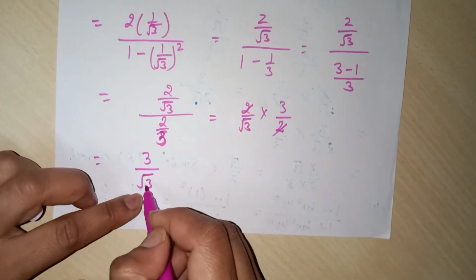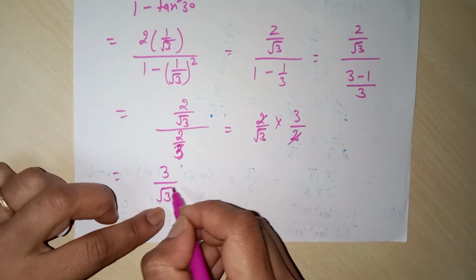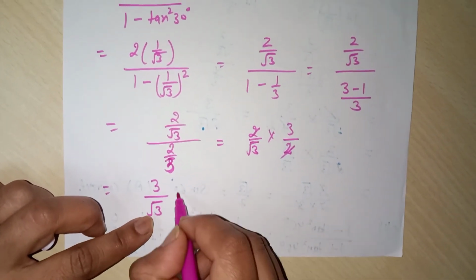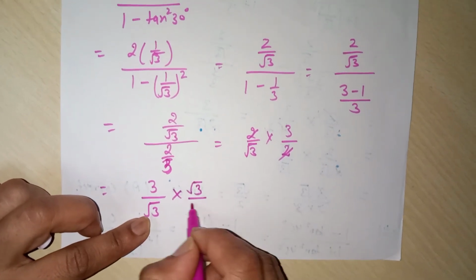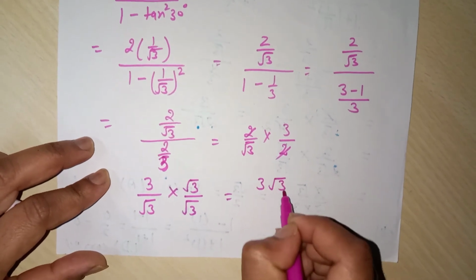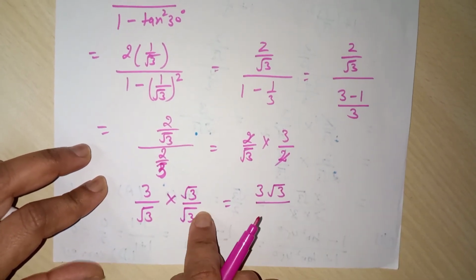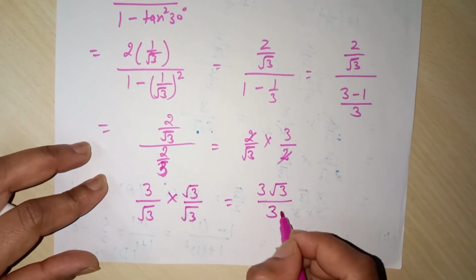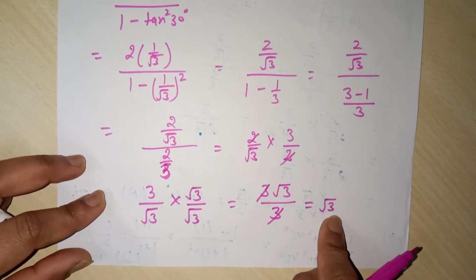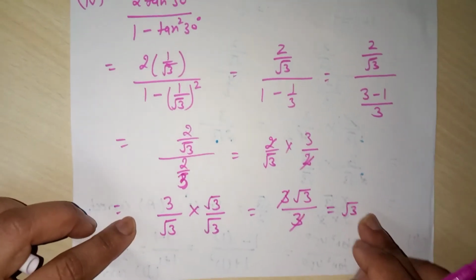Now we have root 3 here, so always try to remove the square root term in the denominator. To remove it, we will rationalize it with square root 3. So we are left with 3 root 3. Root 3 multiplied by root 3 is again 3. 3 goes with 3, so we are left with root 3. This is our answer. The answer is root 3.